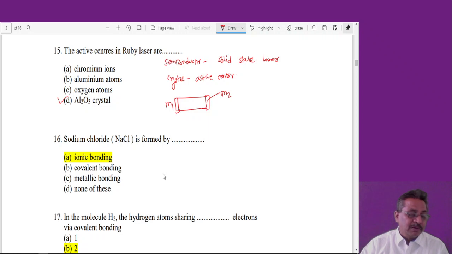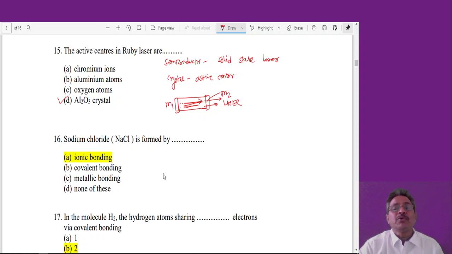And whenever this particular type of flash comes, because of this flash, the radiations are emitted here, and it goes forward and backward, and after getting sufficient energy, these radiations come out, and this is what your laser radiations. So this is the operation. Try to understand the complete operation of this type of ruby laser.